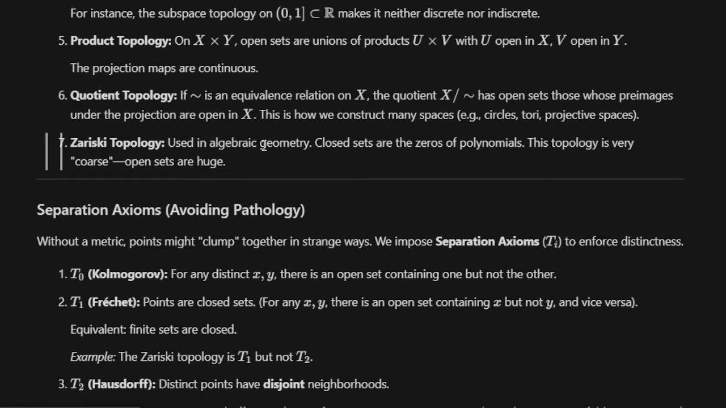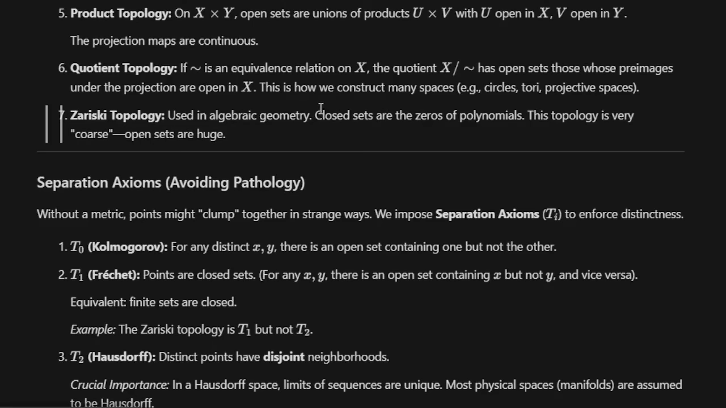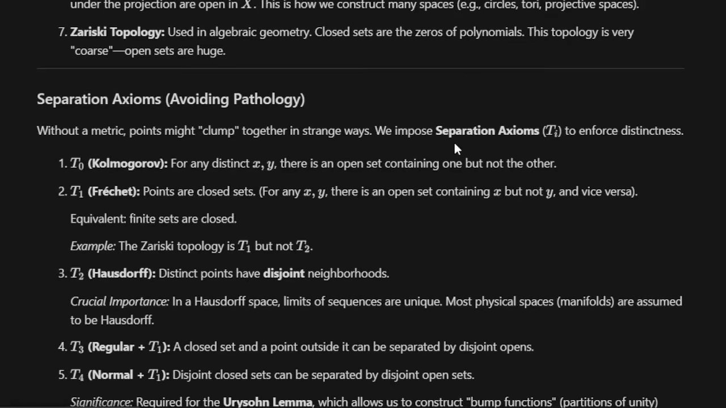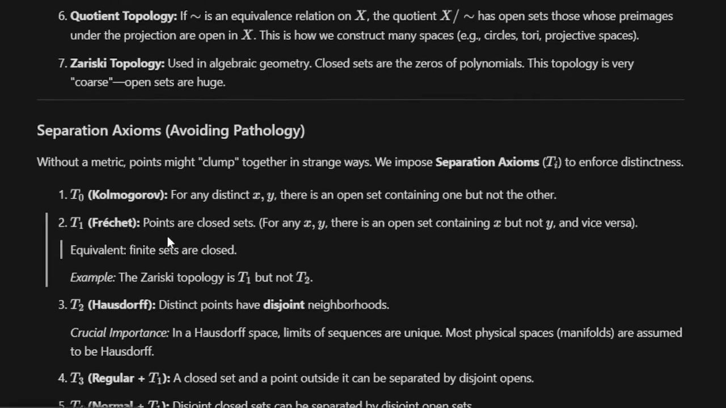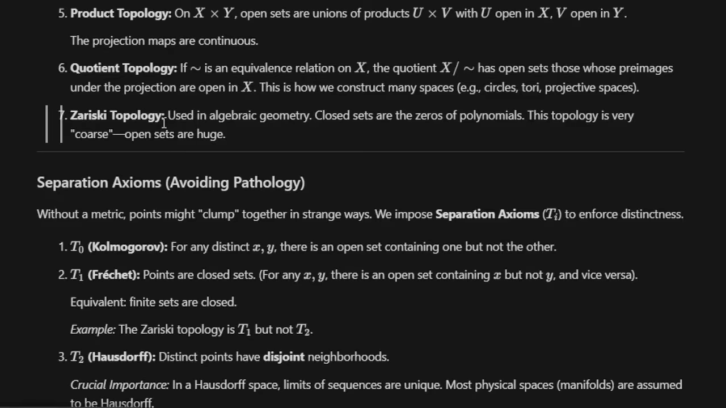But this is used in algebraic geometry. It just says that closed sets are the zeros of polynomials. And this topology is very coarse, so open sets become really huge. All right, so that's Zariski topology.